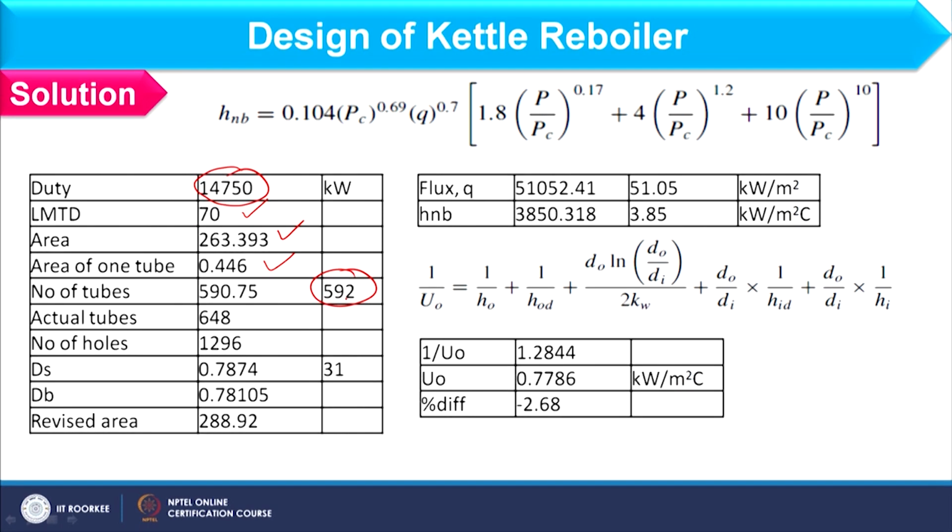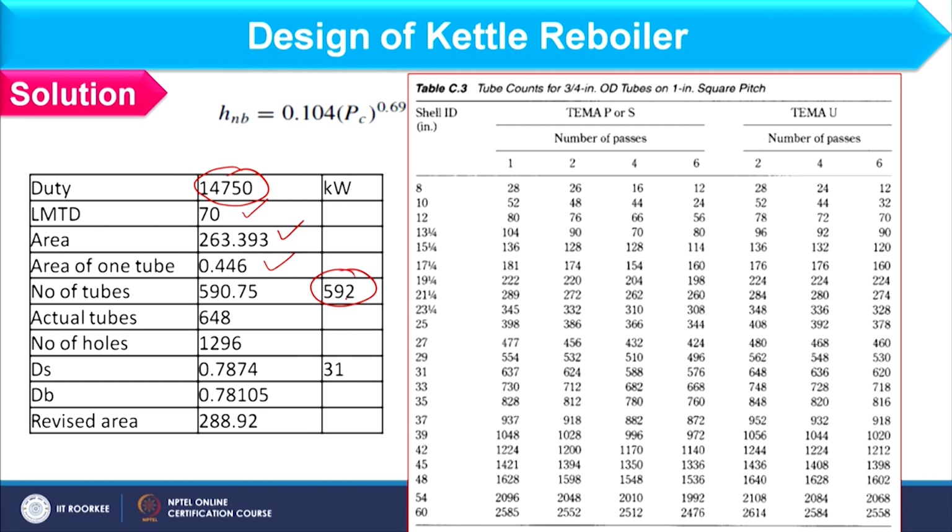And actual tube count we can find from this table, where if you see table C3, there the OD of the tube is 3 by 4 inch and 1 inch square pitch is given. So, this is as per the problem given to us. Now, the number of tubes is 592. If you see, 592 is not available, the next value is 648. So, this would be the actual tube count, and corresponding to this 31 is the shell diameter, and dB is basically 31 minus 0.25 inches, as we have discussed in the previous example.